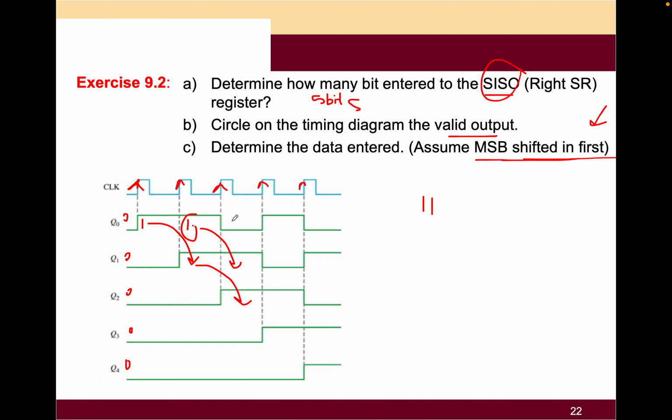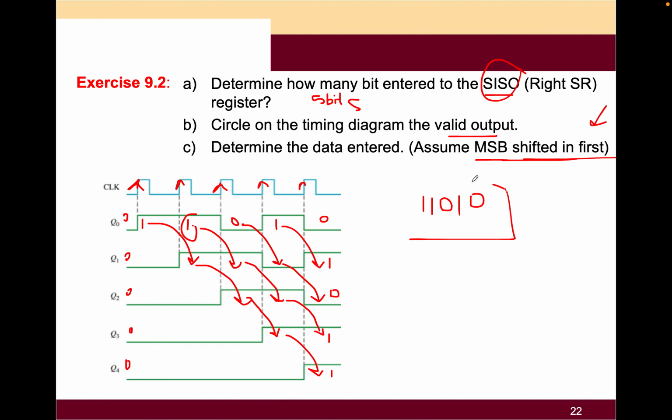At cycle number 3, my value of Q0 is 0, so it will be 0 there. This value will be shifted to this, this value will be shifted to here, and this value will be shifted to this. Okay, now at clock number 4, I have 1, so it will be 1 there. And at cycle number 5, this will be shifted to here. This will be 1. This value will be shifted here, it will be 0. This value will be shifted to this, it will be 1, and lastly it will be 1 there. And this is my output, last output it will be 0.